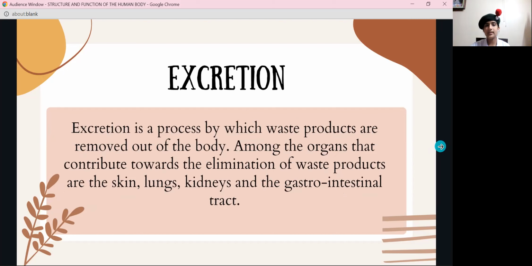Next process is excretion. Excretion is a process by which waste products are removed out of the body. Among the organs that contribute towards the elimination of waste products are the skin, lungs, kidneys, and the gastrointestinal tract.